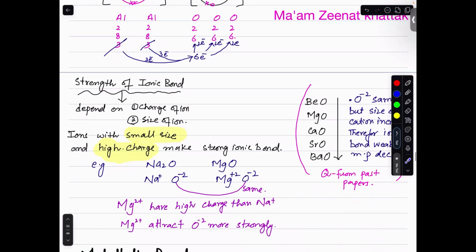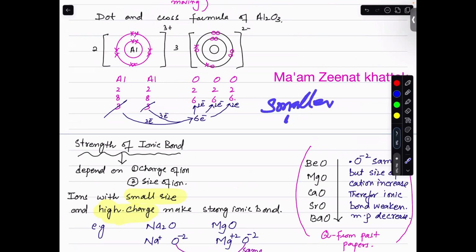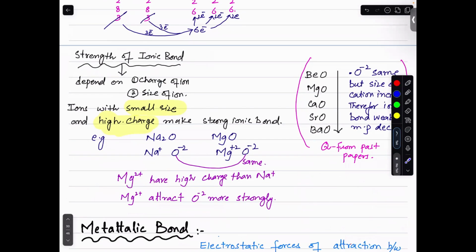Next, strength of ionic bond. You know, a smaller atom makes a stronger bond. So ionic bond strength depends on the charge of the ion and the size of the ion. Look, the charge of the ion is plus 2, minus 2. Is there any difference in oxide? No. Cambridge is not going to give you two quite different situations, like comparing sodium oxide with magnesium nitride. Not possible.